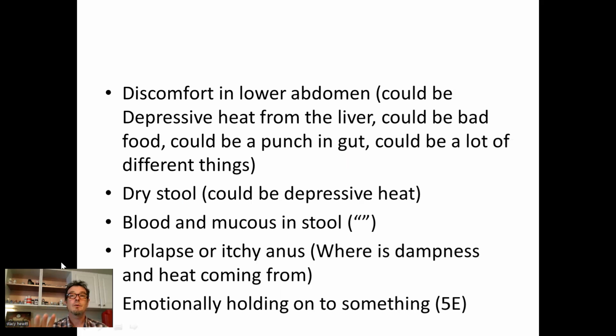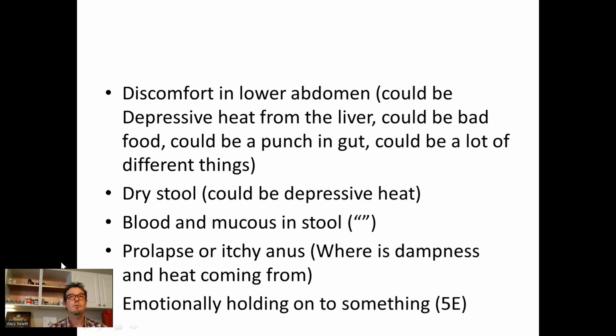But anyway, there could be a lot of things. Just don't diagnose it being large intestine if their abdomen is uncomfortable. Dry stool. Yes, that is very common where you hear that the large intestine is dry, so the stools are dry. But it could be not something going on with the large intestine. It could be depressive heat again. That liver heat is starting to cook that large intestine, so the stools get dry. So don't automatically think it's the large intestine.